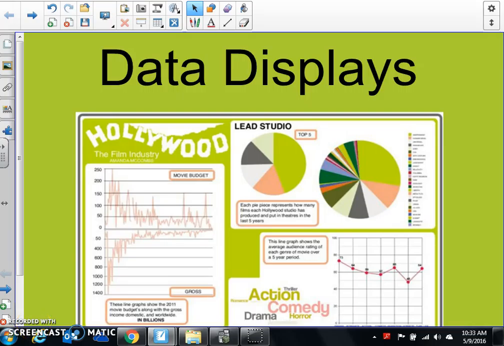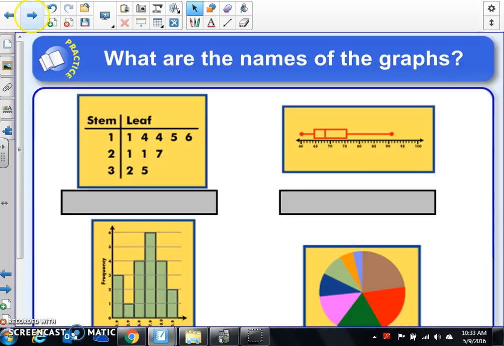All right, we're going to talk about data displays. The really only new information that you haven't seen before, or maybe you just touched on but really haven't talked about too much, is the box and whiskers, and that's going to be at the end. All right, what are the names of the graphs?